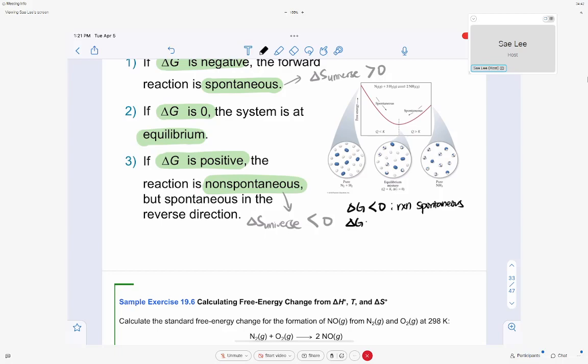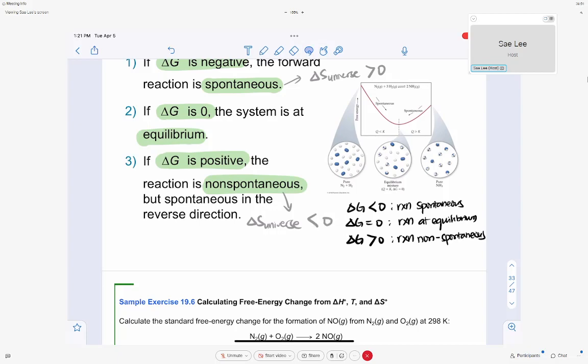Delta G equals 0, the reaction is at equilibrium. If delta G is larger than 0, a positive value, the reaction is non-spontaneous.